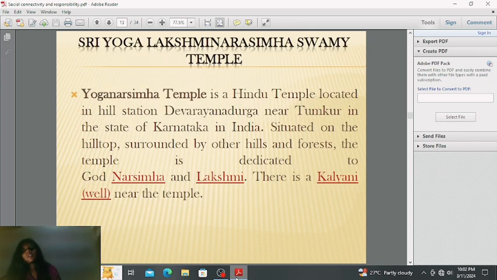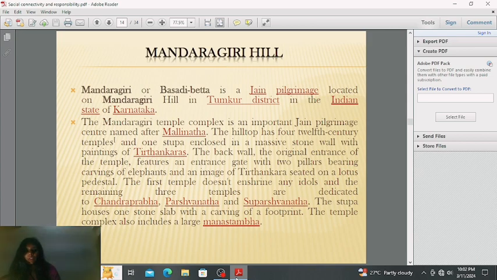In the same way, we also visited the Sri Yoga Lakshmi Narasimha Swami temple, which is a very famous temple in DD Hills. The Yoga Narasimha Swami temple is a Hindu temple located in the hill station of Devarayana Durga Hills near Tumkuru in the state of Karnataka, India. It is situated on the hilltop, surrounded by hills and forests. The temple is dedicated to the god Narasimha Swami and goddess Lakshmi. There is also a Kalyani, which is a well near the temple, which is very pretty. And the next place we visited was Mandagiri Hills.